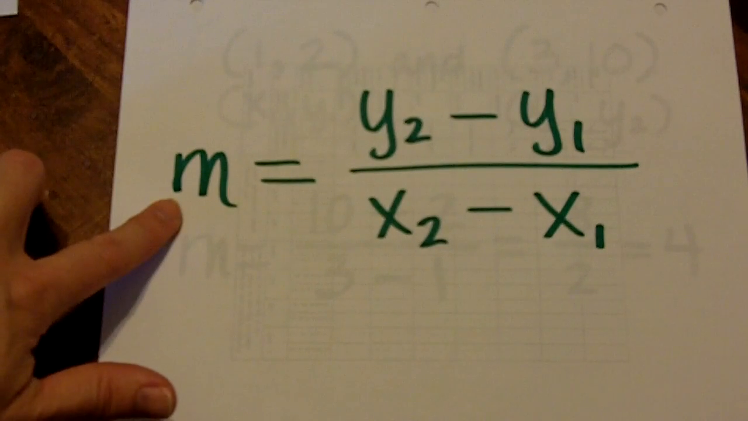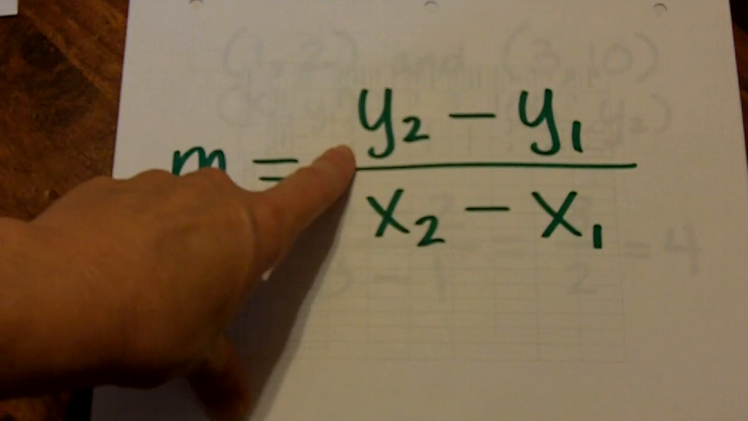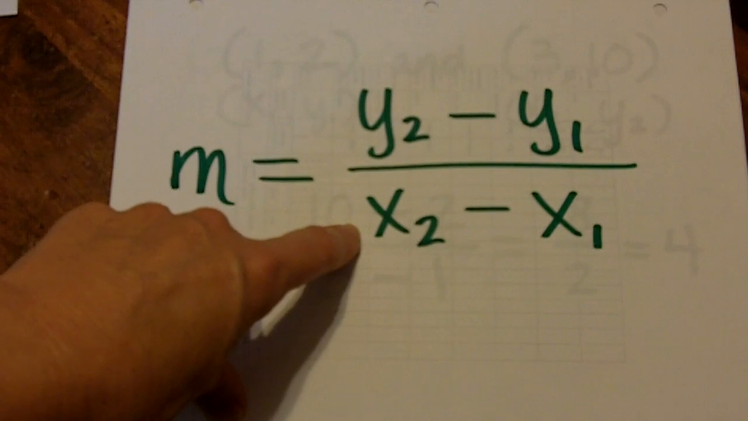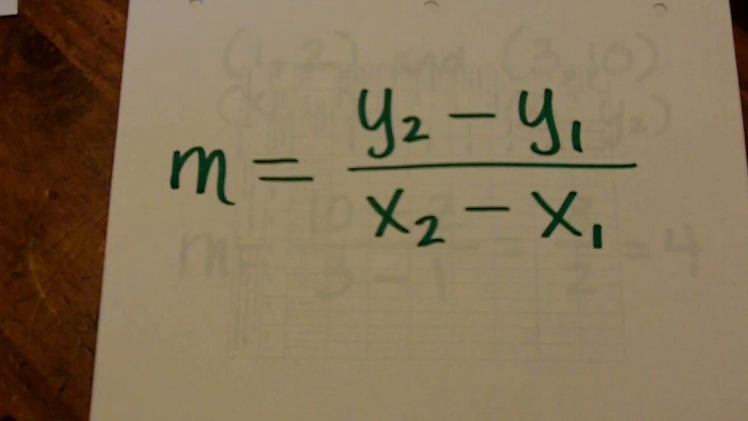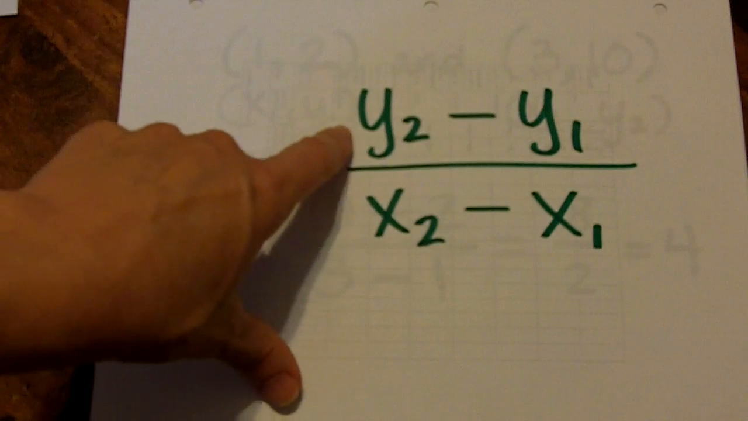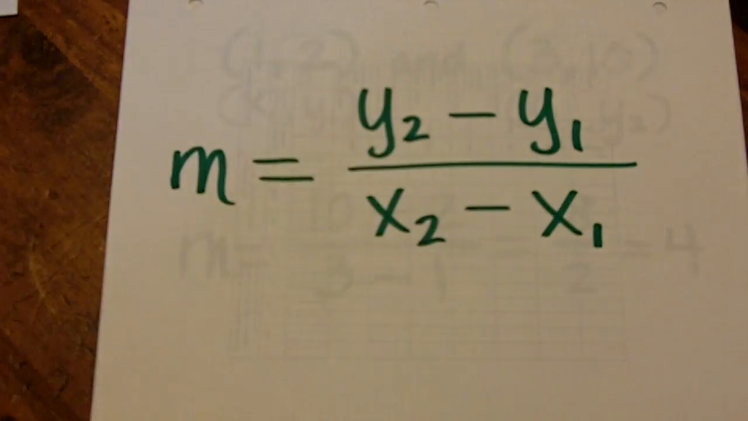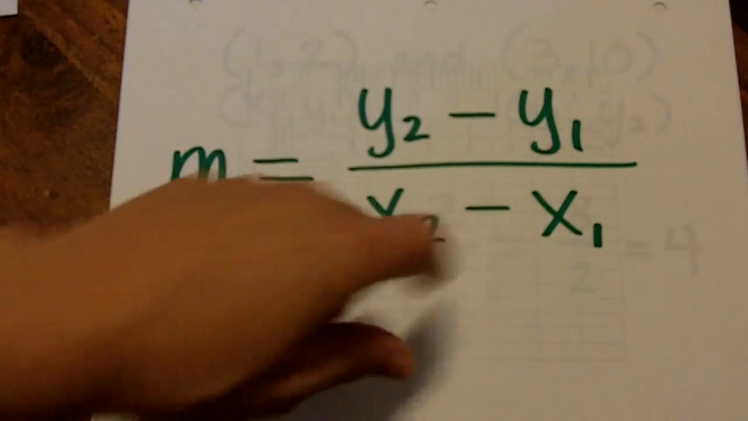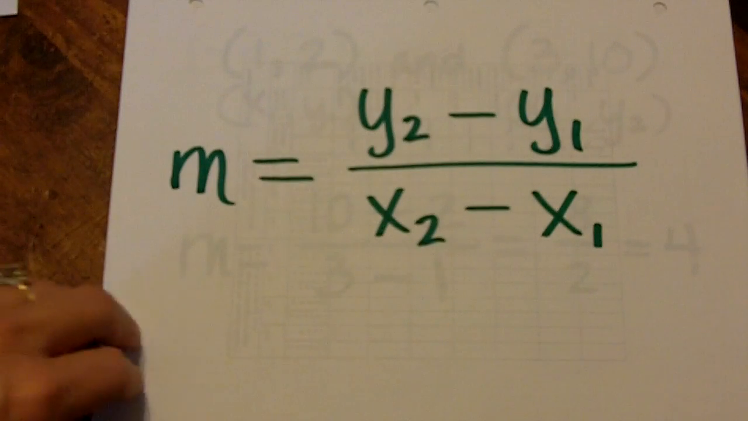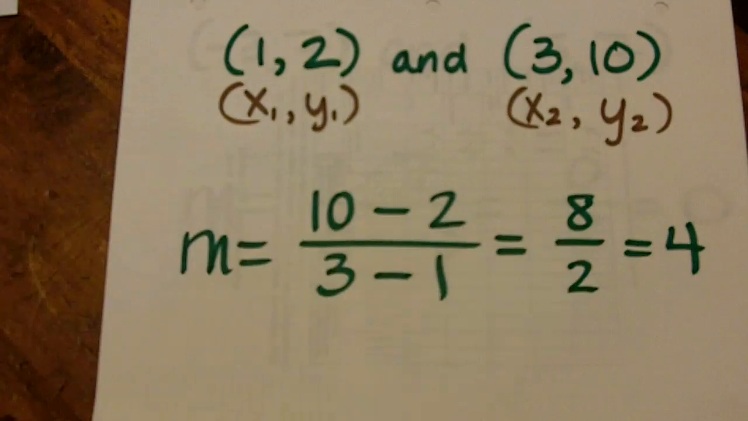M stands for slope, and the slope can be found by measuring the change in y and dividing that by the change in x. It's exactly the same thing as the rise divided by the run, but if you have 2 points, you take the second y point, subtract the first y point, and then divide that by the second x point, subtracting the first x point. Let me show you that with numbers.